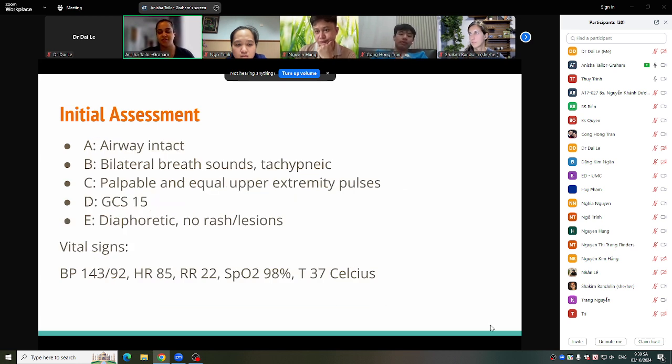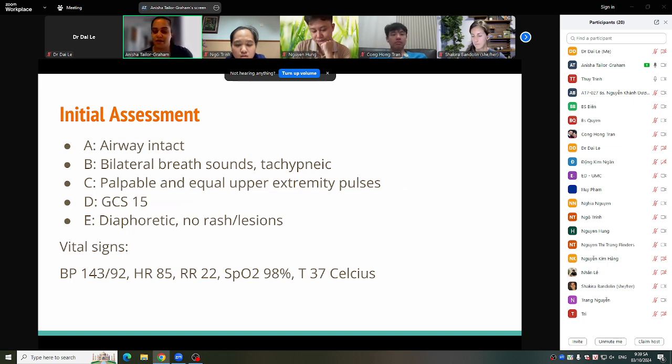So these are our initial findings. In terms of airway, it was intact. Patient is able to speak. Patient has bilateral breath sounds. They are tachypneic, so they're breathing a little fast. They have palpable and equal upper extremity pulses. Their GCS is 15. They are diaphoretic, so they're sweaty, but they do not have any rashes or lesions or any signs of bleeding that you're seeing.